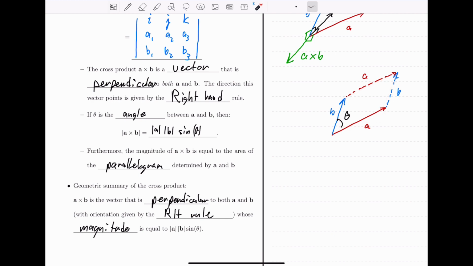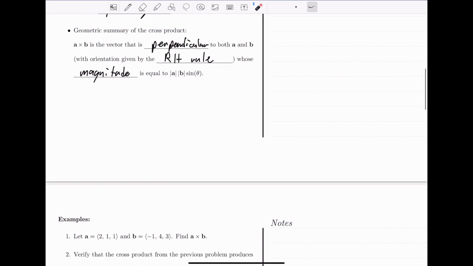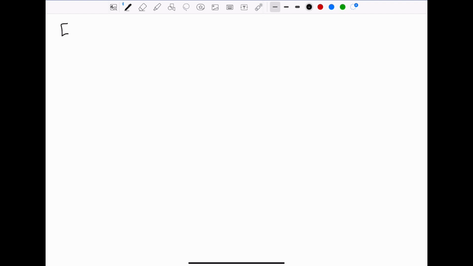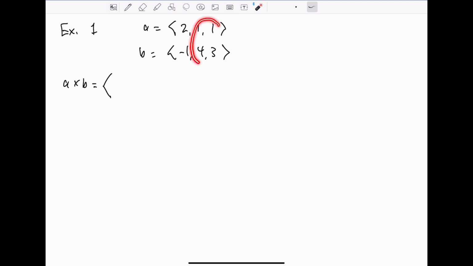Now let's practice solving some problems involving the cross product. In example 1, we simply want to find the cross product of A and B. So our vector A is 2, 1, 1. B is the vector -1, 4, 3. And we want the cross product, A cross B. The first component in the cross product is formed by taking the second and third components from the original vectors. 1 times 3 minus 4 times 1.